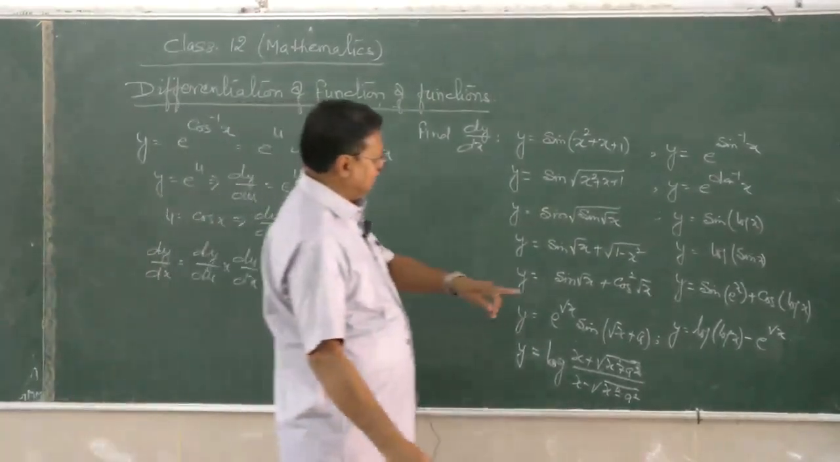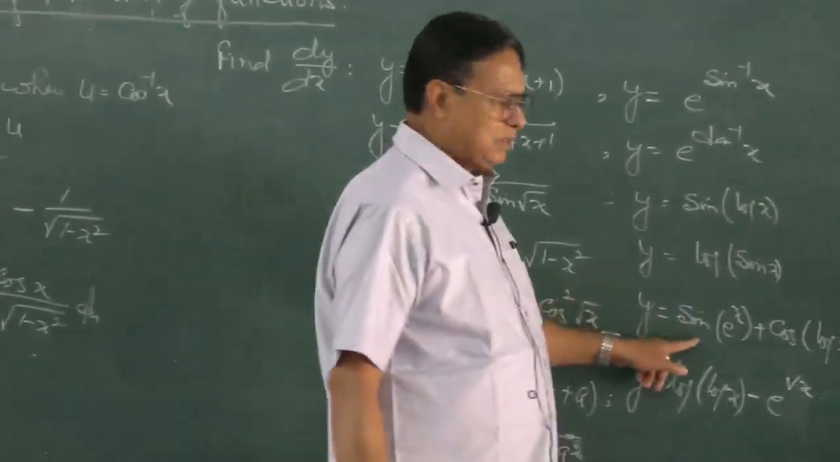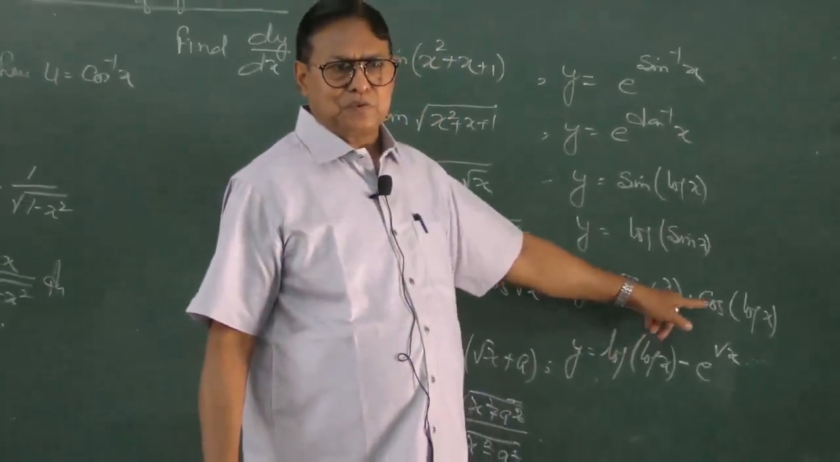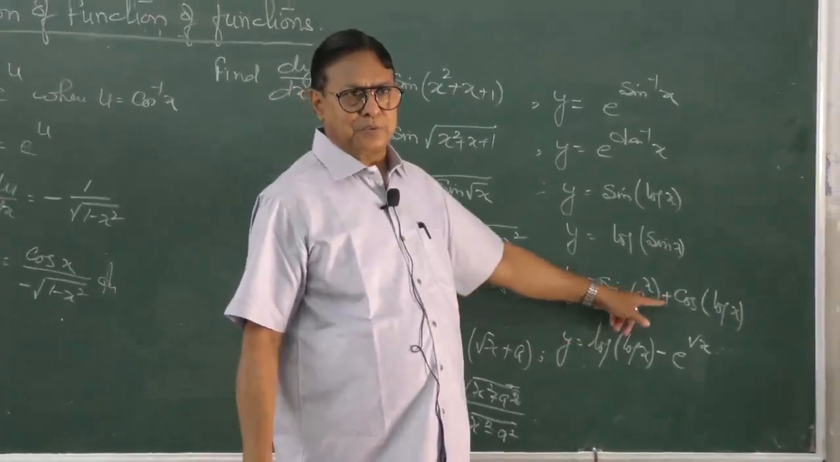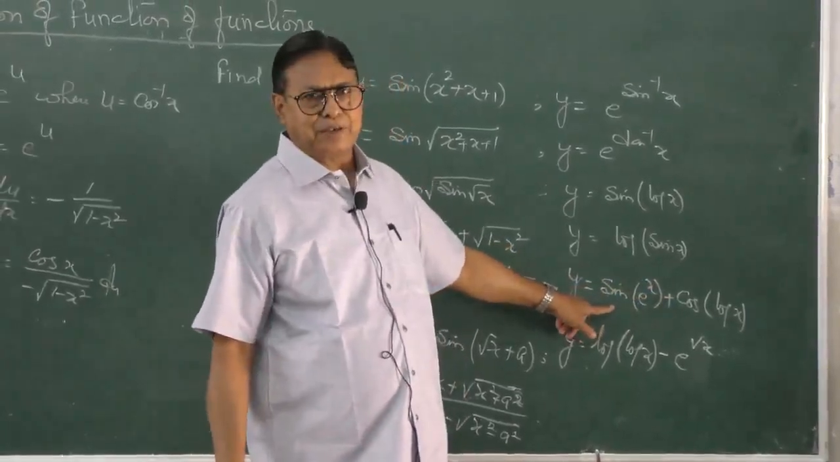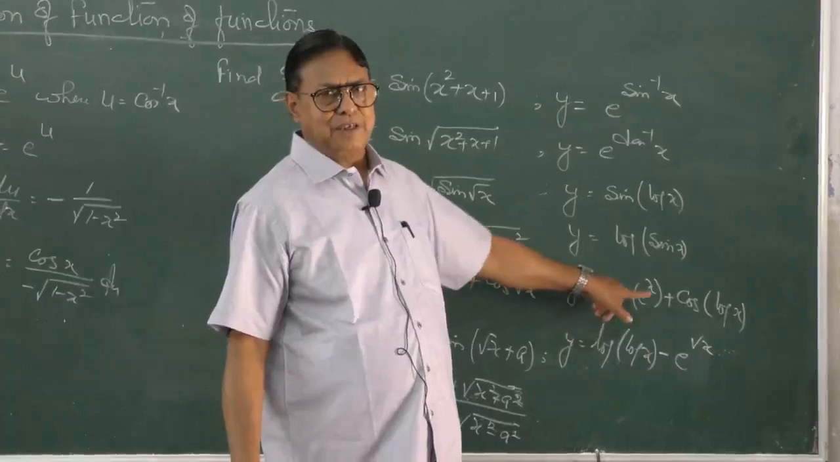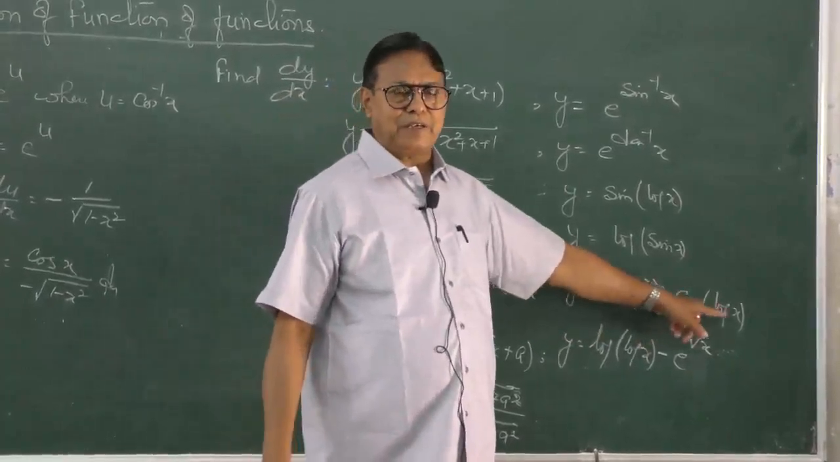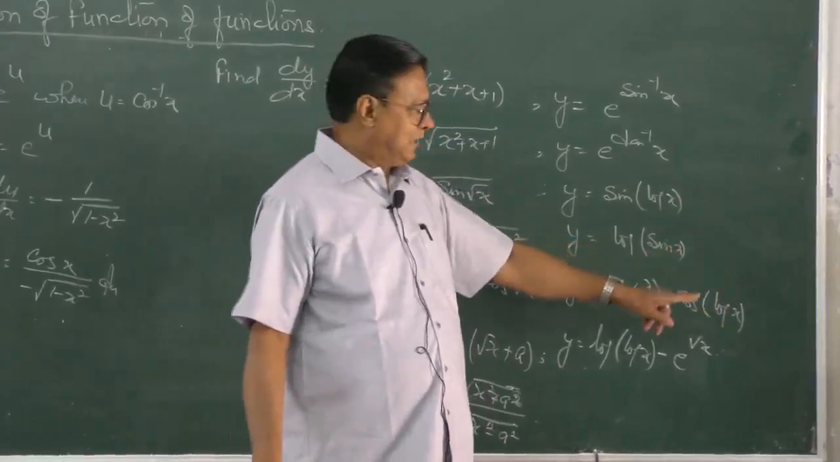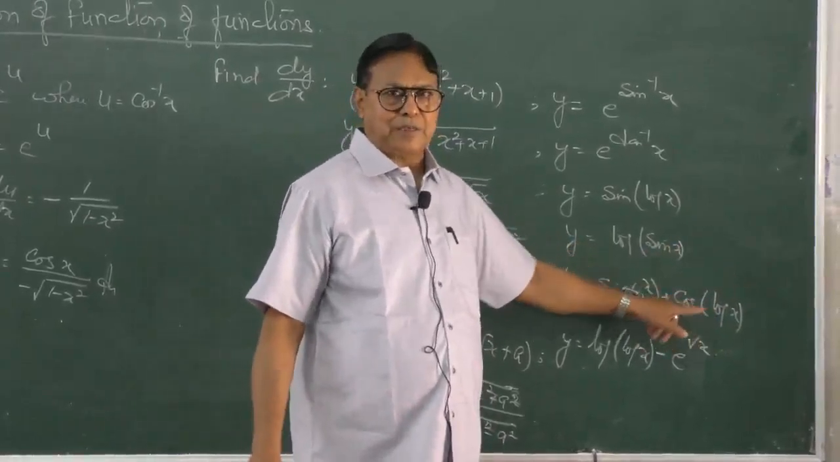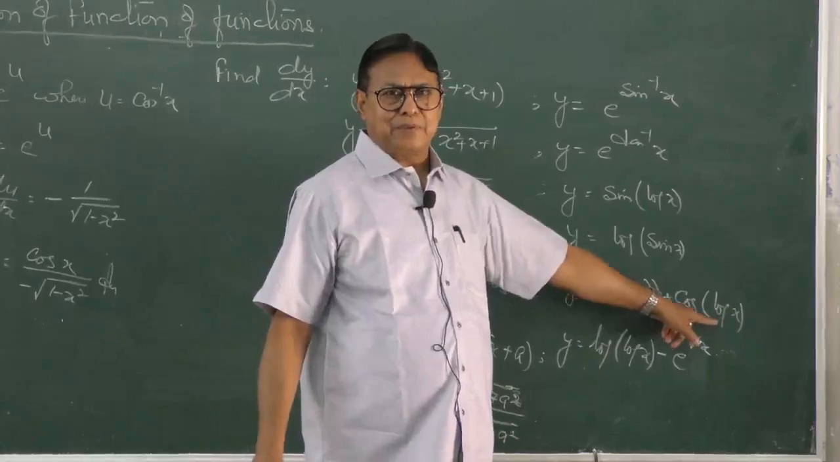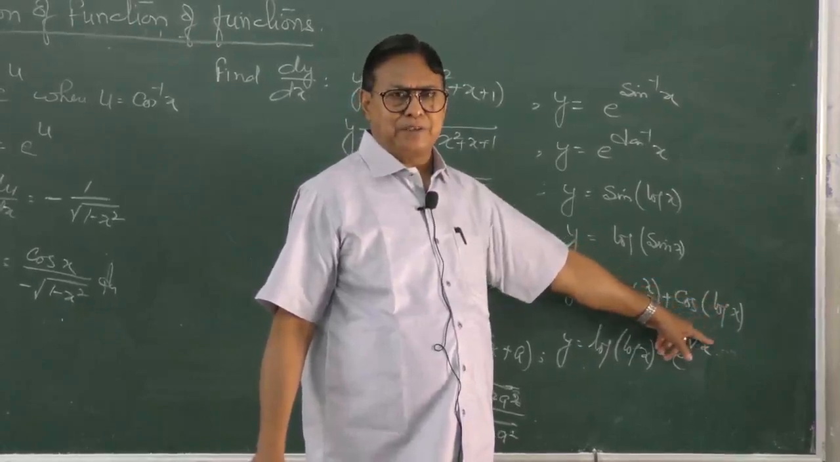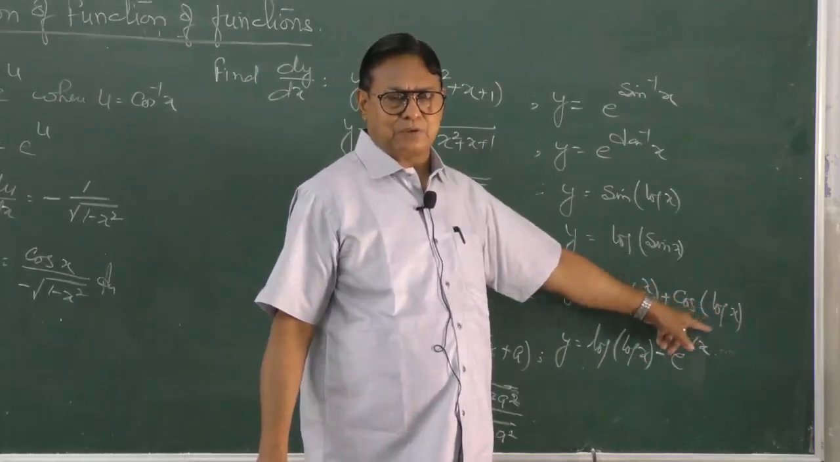Now look at this. This is sum of 2. So differentiation of sine of e to the power x is cos of e to the power x, and e to the power x will remain e to the power x. So that's it. Cos of log x, again if you put log x as u, or else cos of log x is minus sine of log x, and differentiation of log x is 1 by x. So it will be minus 1 by x log cos of log x.